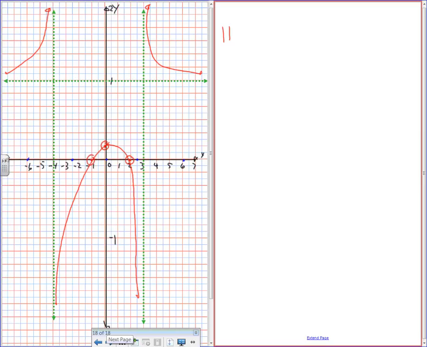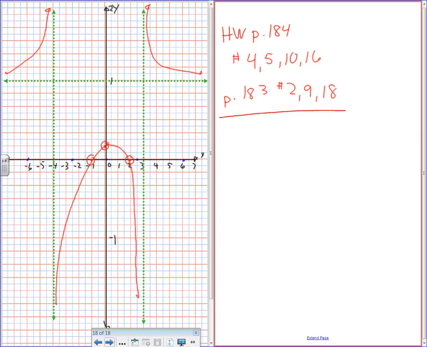Homework, page 184. Number 4, 5, 10, and 16. As well, also 183, number 2, 9, and 18. So the first stuff was 183, I think. That's I think all of it, it's probably 2, 4, 5, 9, 10, 16, 18, probably all in the same section, I would think. All right, if you need to borrow a book, let me know, I can arrange that for you.